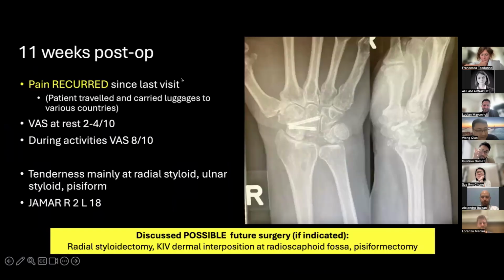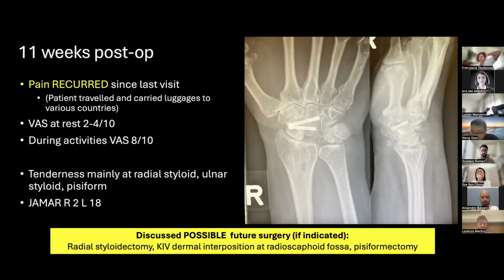Then there's a little bit of a setback, which is after about 3 months. After the surgery, the patient went overseas to travel, but she carried the big luggage with her right hand, which is the operated hand. Then after that, she experienced a recurrence of pain and reduced grip strength. In the clinic, we see that there is mainly tenderness around the radial styloid, ulnar styloid, and pisiform region.